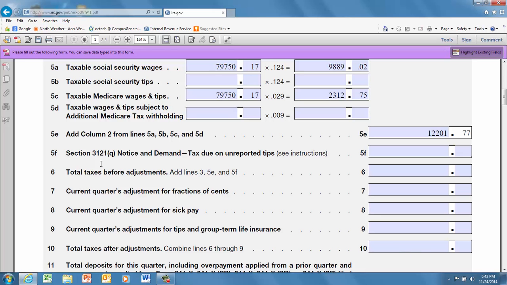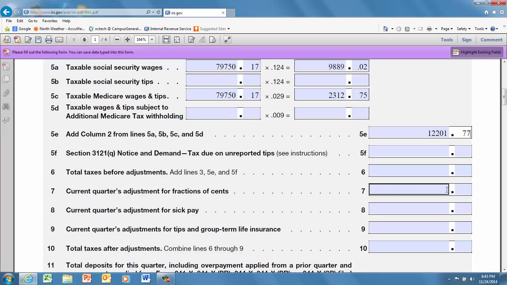5S is a Section 3121 notice and demand, tax due on unreported tips, and so we should not have any of that. Of course, even if we have somewhere that has tips, we will have collected them, we will have our people report the tips, we will collect the proper tax, and we would not need this line here for ourselves. Line 6, total taxes before adjustments.